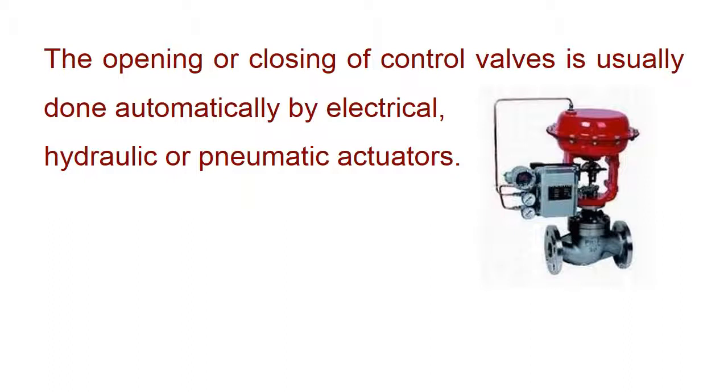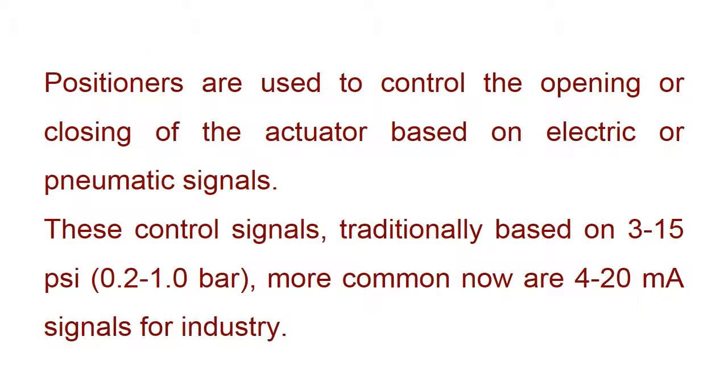The opening or closing of control valves is usually done automatically by electrical, hydraulic, or pneumatic actuators. Positioners are used to control the opening or closing of the actuator based on electric or pneumatic signals. These control signals, traditionally based on 3 to 15 psi, 0.2 to 1.0 bar, are now more commonly 4 to 20 mA signals for industry.